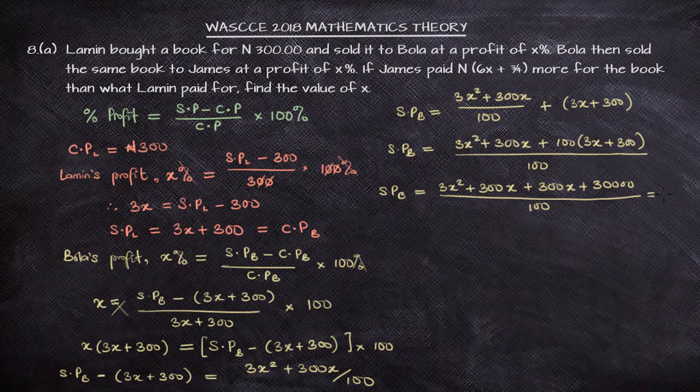So we should also know that the selling price for Bola is the cost price for James. The amount at which Bola sold the book is the amount at which James bought the book. And from the question, we're told that James paid 6x plus 3 over 4 naira more for the book than what Lamin paid. So for that statement, the difference between the amount that James paid and the amount that Lamin bought the book is 6x plus 3 over 4.